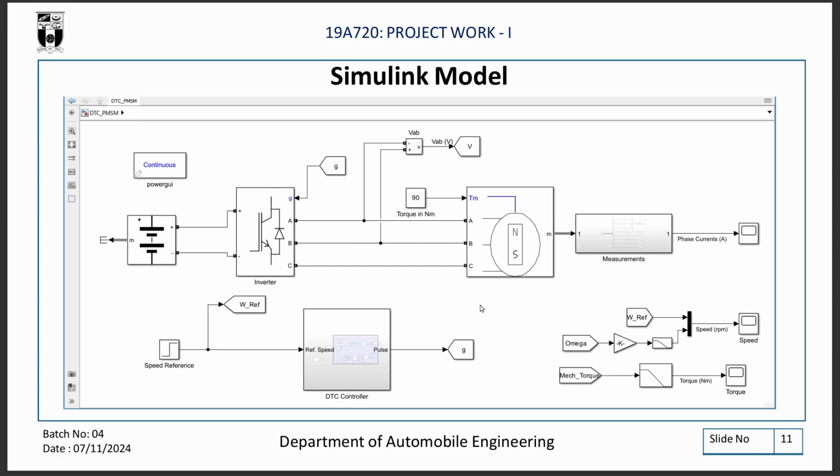And we'll be using a PMSM motor which has a base torque requirement of 90 Newton meter, and the measurement block converts all the speed and voltage vectors and phase current, and with all those we have mapped the speed and torque characteristics, and we have obtained graphs as follows.